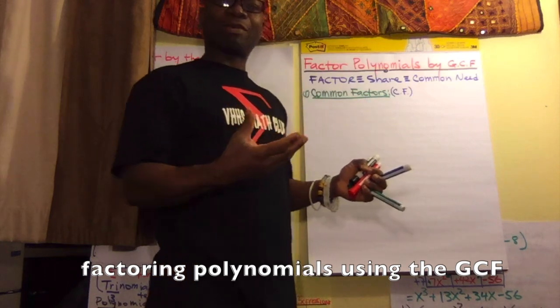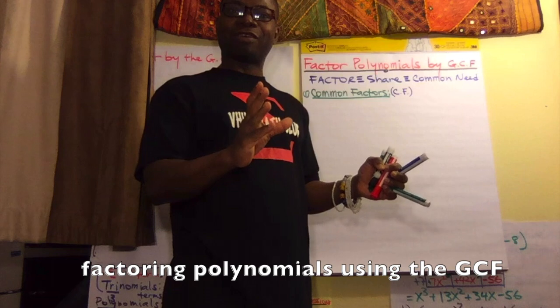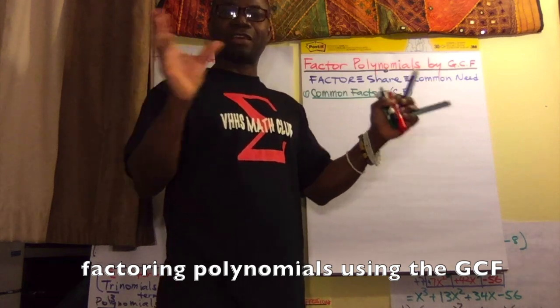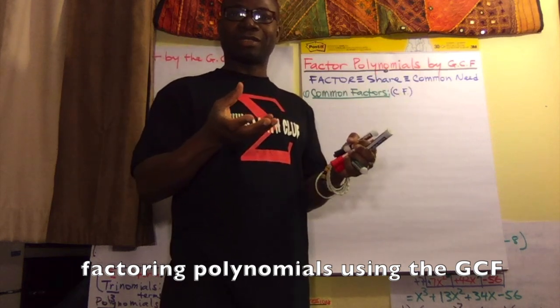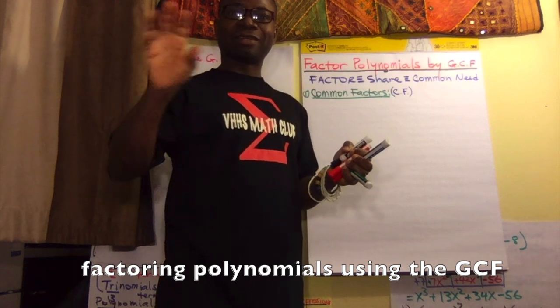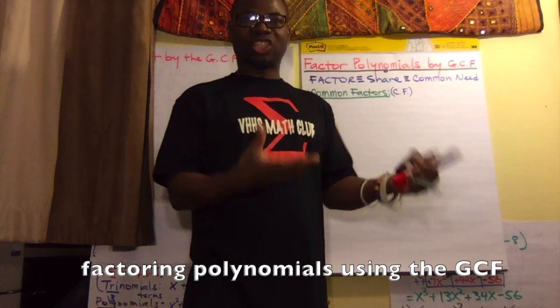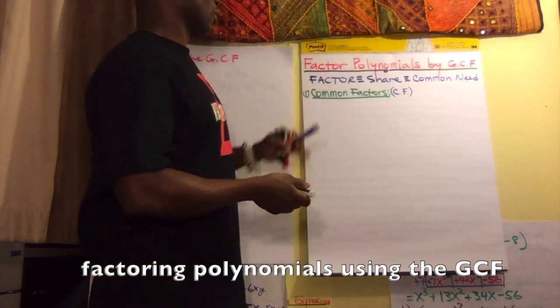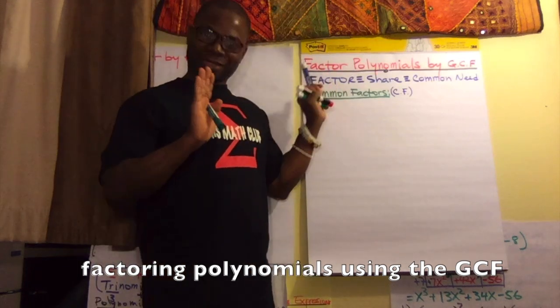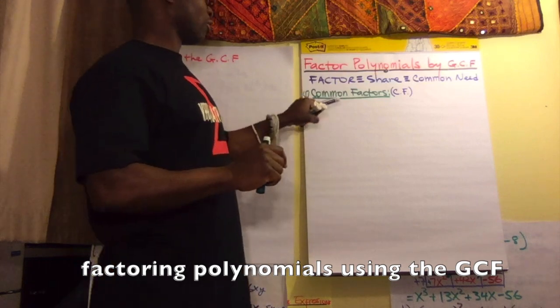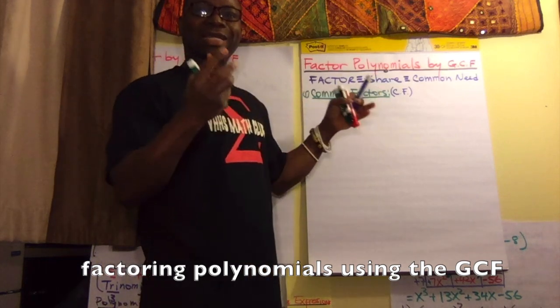Or a TV. If you really think about it, you just have one TV in the living room, and when it's time to watch TV, everybody goes there. That's a common need, versus having a TV in each room. Just have one, then everybody goes and shares. So if you think of factoring that way, then you'll be just fine. We're going to go over common factors, something that they have in common.